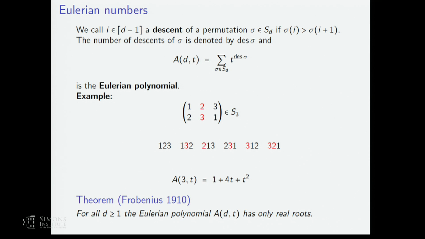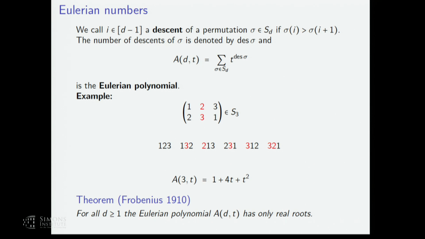So what are those? Look at the permutations on d letters, and let's say sigma is such a permutation. Then an index i is called a descent of the permutation if sigma of i is greater than sigma of i plus 1. And if you add over all permutations in your permutation group S_d, t to the number of descents, then this is what is called the Eulerian polynomial. As an example, we have this permutation here: 1 is mapped to 2, 2 is mapped to 3, 3 is mapped to 1. Then 2 is a descent because 2 is mapped to 3, but 3 is mapped to 1, which is smaller.